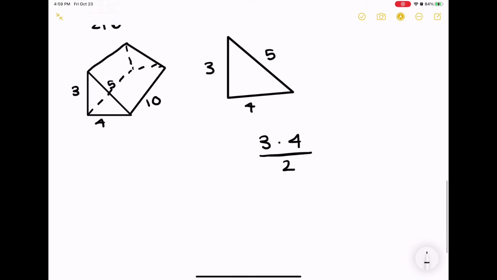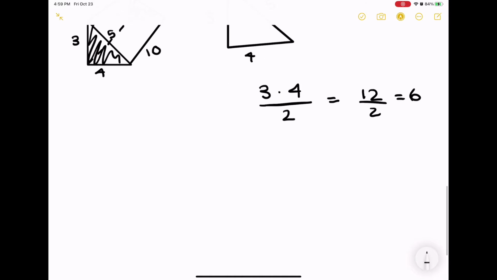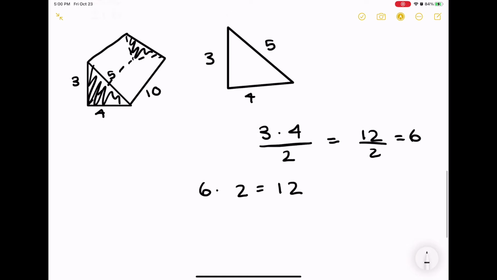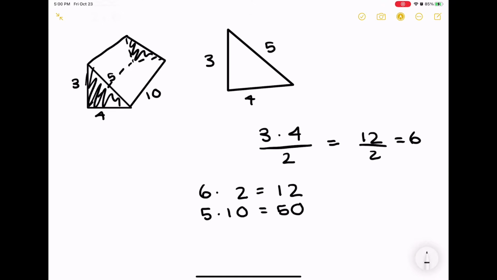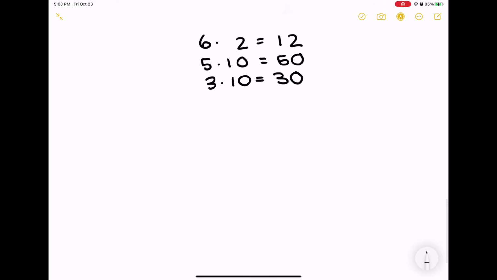And how do we find the area of a triangle? Well, it's base times height divided by 2. Since there are 2 of them, we can actually skip the divide by 2, because if we multiply by 2, the 2's are going to cancel out. So in this case we have 12, and then we're also going to find the area of all the different faces. We have 5 times 10, 3 times 10, and 4 times 10.